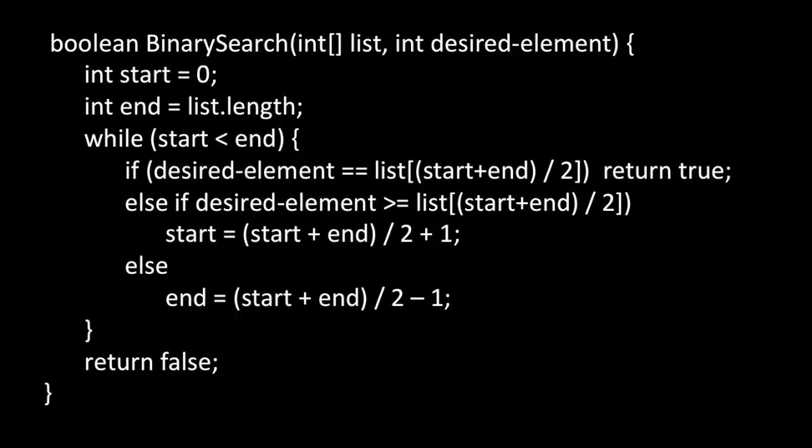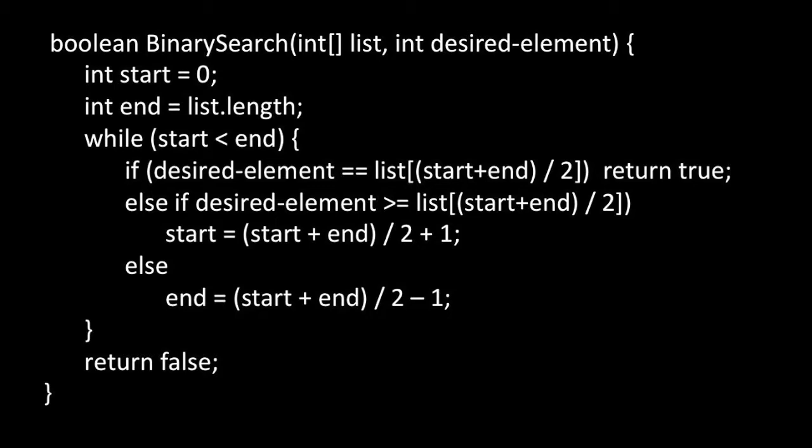The search should stop when this part is non-existent, which is when the start and end cross, which we can evaluate as start greater than end. Let's look at the iterative solution now. The method binary search returns a Boolean value of true or false. It takes the array of integers called list and the desired element as arguments. We'll start at the start index of the array, and the end will be list.length.